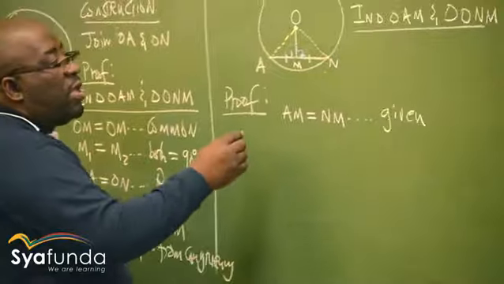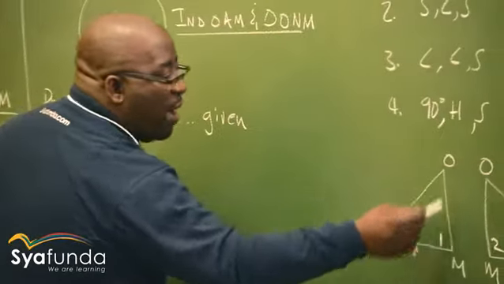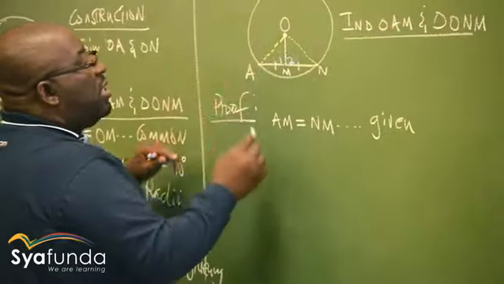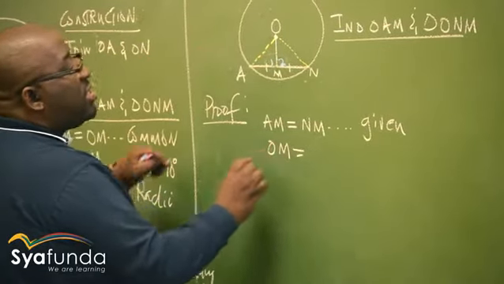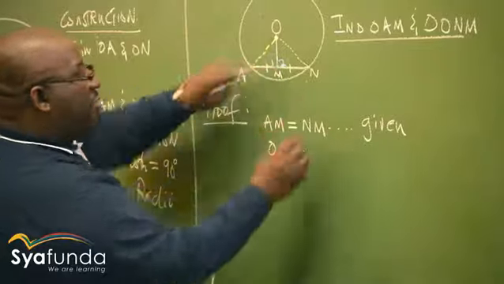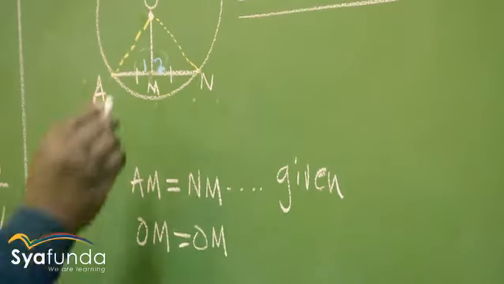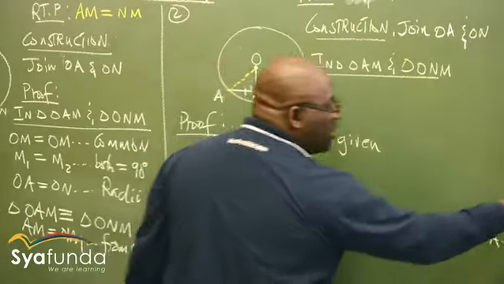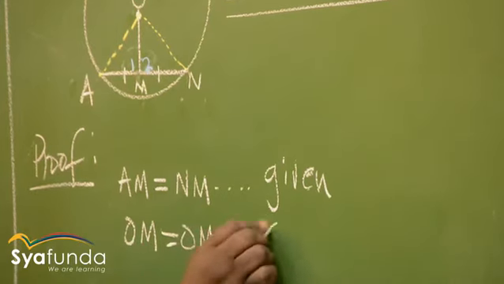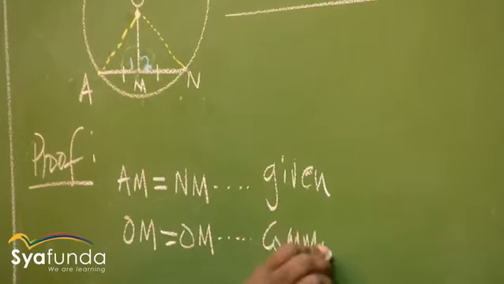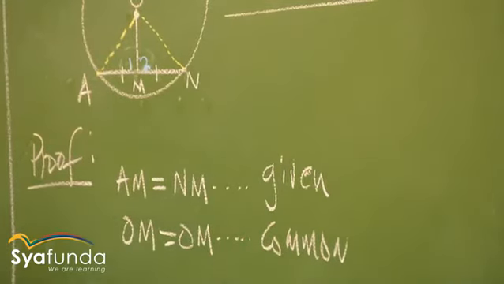Okay, let's move on. Let's look at OM. In these two triangles, there is OM in this triangle, which is the same distance as OM in the other triangle. Why are these two OMs the same? Why is this OM equal to OM? It is common. It is for both sides. This is a common side. So OM is equal to OM.